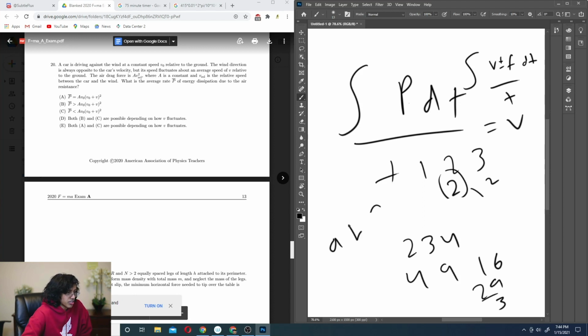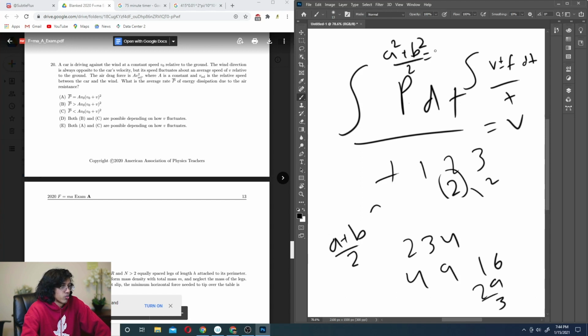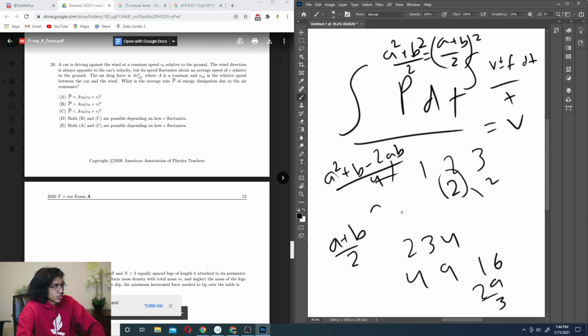So we have A and B. So (A plus B) over 2 is the average. And we want (A squared plus B squared) over 2 to equal ((A plus B) over 2) squared. So essentially that reduces to something like (A squared plus B squared minus 2AB) over 4, so A minus B is equal to 0.